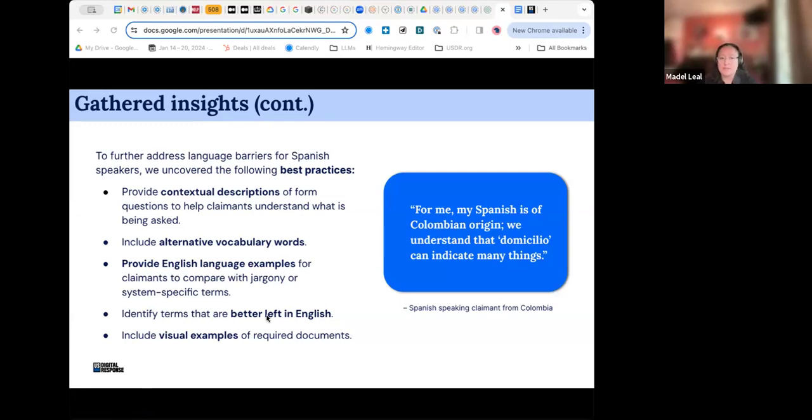Provide English examples, again, driving this notion home, for claimants to compare with jargon or specific terms. Sometimes just having that helper text, again, was useful. Identifying terms that are better left in English, and then include visual examples. I think this is repetitive of what the previous example showed there.